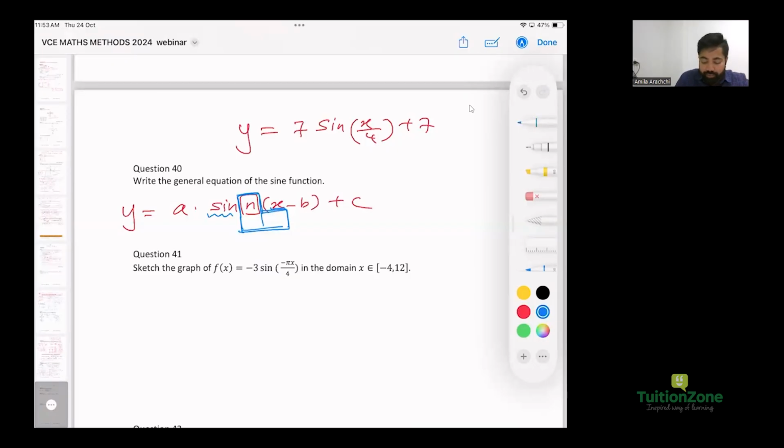What's the n value? Anyone? So n is 1/4. 1/4, exactly. See, there's a hidden 1 there and 4 at the bottom. Okay, so that's why n is equal to 1/4. So you can't see sometimes. Be careful.